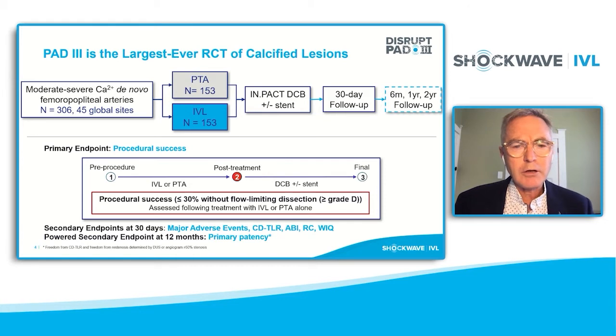So we're really focusing on procedural success, that is the successful vessel dilatation with either conventional angioplasty or intravascular lithotripsy, and procedural success defined as a less than 30% residual stenosis without a significant flow-limiting dissection, that is greater than or equal to grade D dissection. Now, there are also some secondary endpoints at 30 days, clinical endpoints, walking impairment questionnaire and Rutherford categorization and so on. And we're going to wait for the 12-month powered secondary endpoint of primary patency.